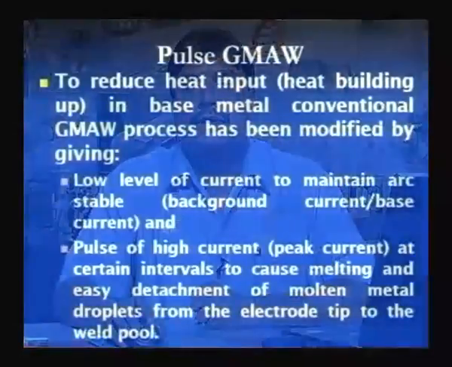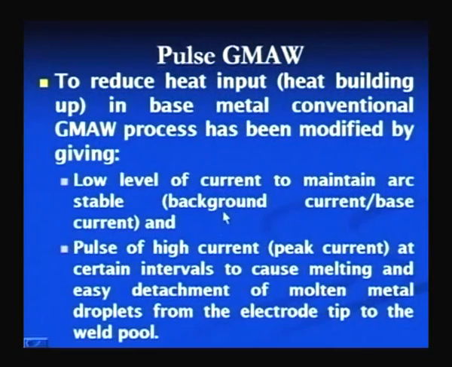So, the solidification of the molten weld pool is supposed to take place when there is only background current, and the melting of the base metal takes place when there is a pulse current or the peak current. So, this peak current is supplied at regular intervals, so that continuous melting of the base metal takes place at regular intervals, and at the same time the molten metal will continue to solidify when there is base current.